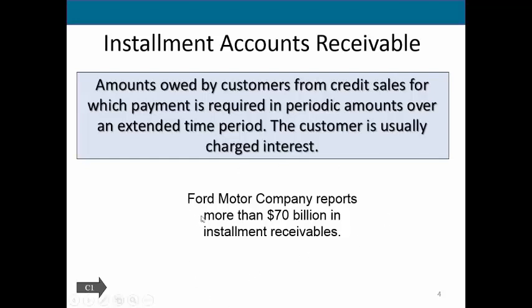And you can see here, just a quick note, Ford Motor Company reports more than $70 billion in installment receivables on their balance sheet. That's a huge amount of money, and that's simply because they're selling cars on their lots and providing their own financing. Customers could go to a bank and get a loan from the bank, or they could get their financing right there at the dealership. And so that's where the $70 billion in installment receivables is coming from.